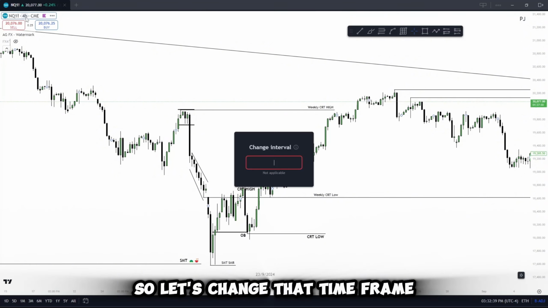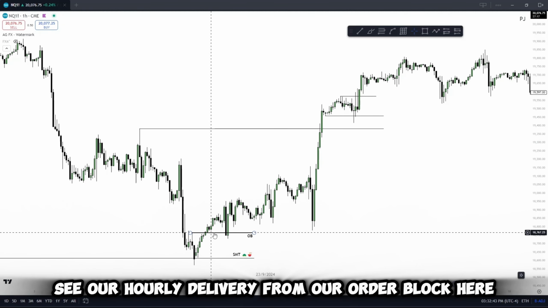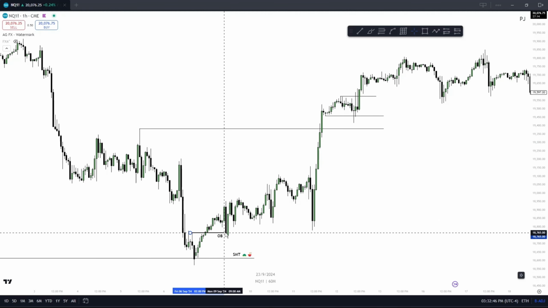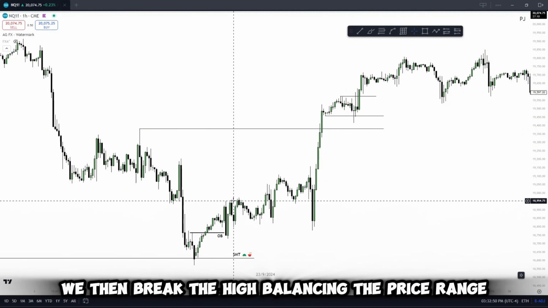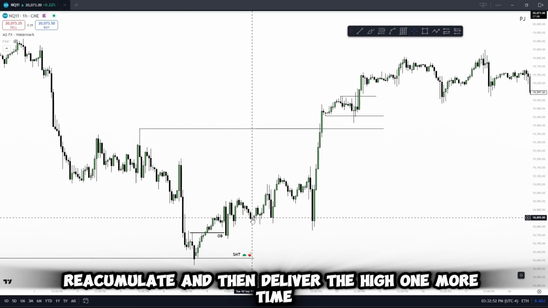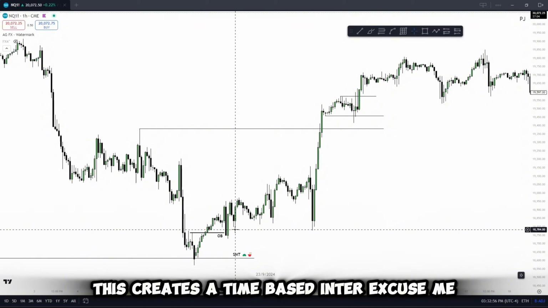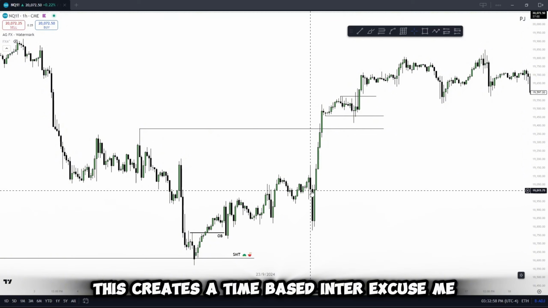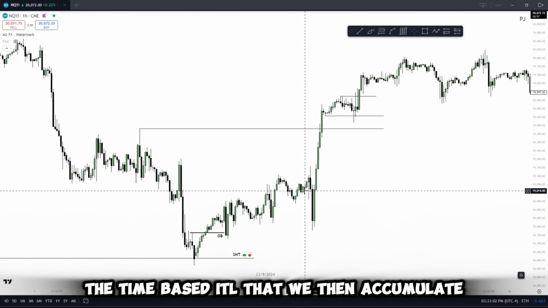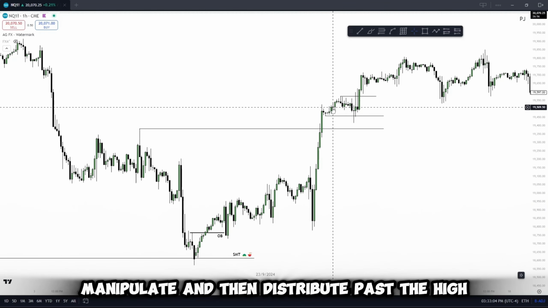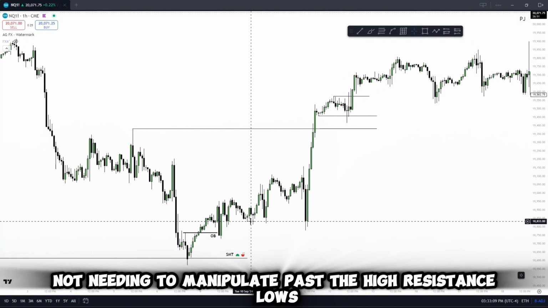So let's change that time frame. See our hourly delivery from our order block here. Our protected low gets put in. We then break the high, balancing the price range, reaccumulate, and then deliver the high one more time. This creates a time-based ITL that we then accumulate, manipulate, and then distribute past the high, not needing to manipulate past the high resistance lows.